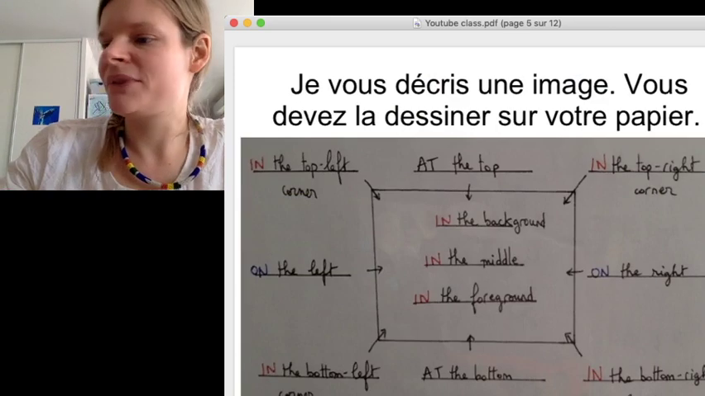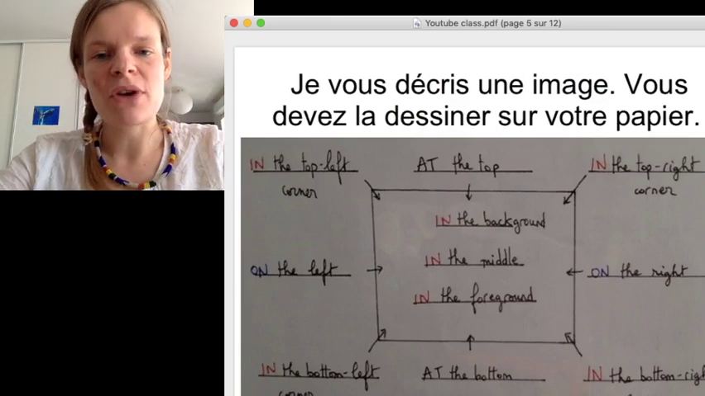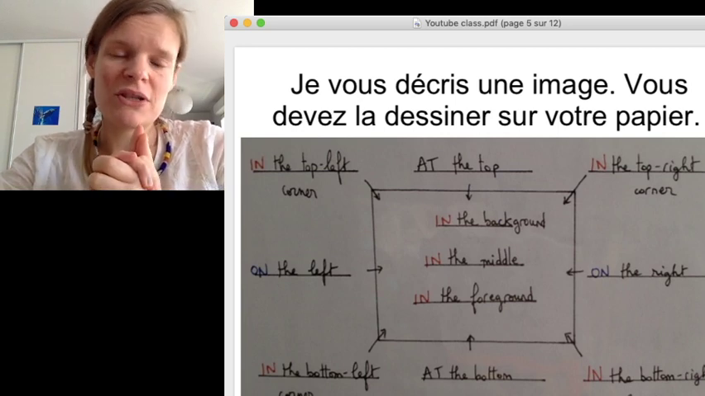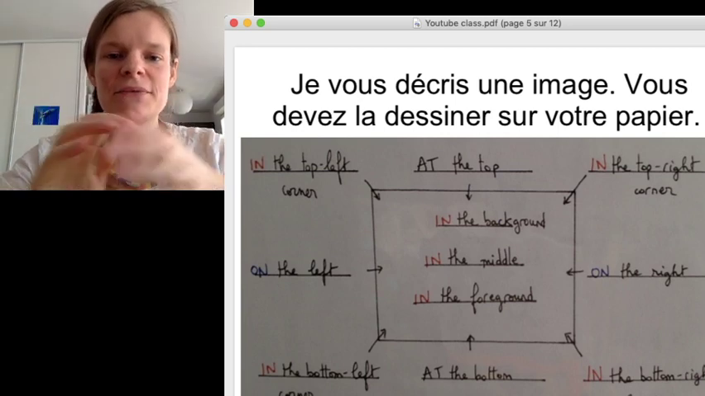But today, new picture. I'm going to describe a picture to you. You have to draw it on your copybook or on a paper that you have.